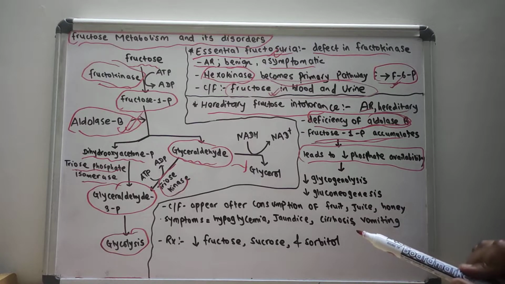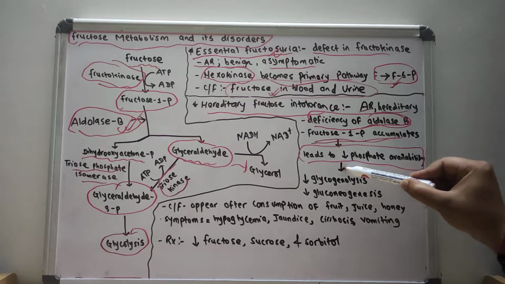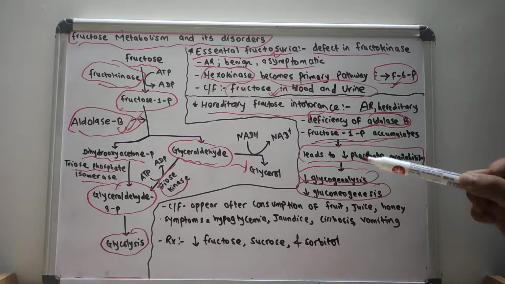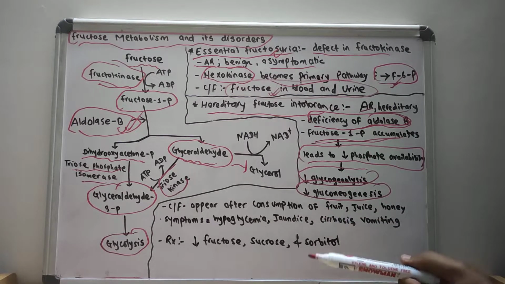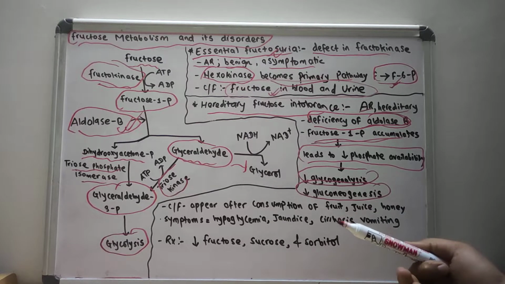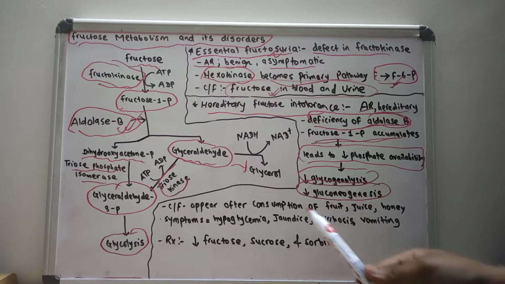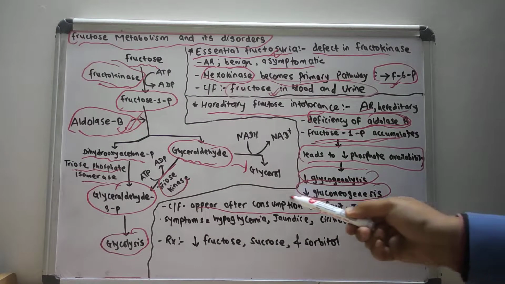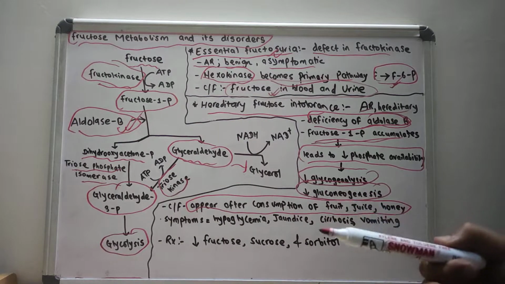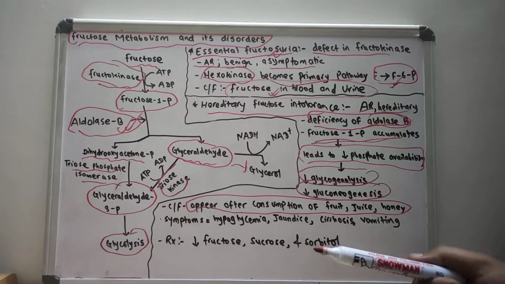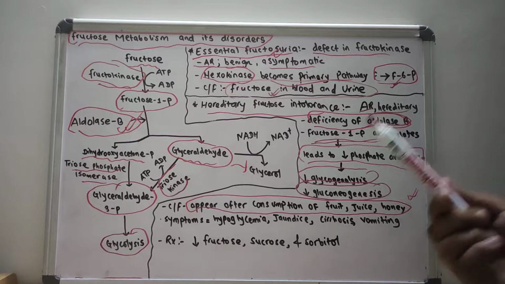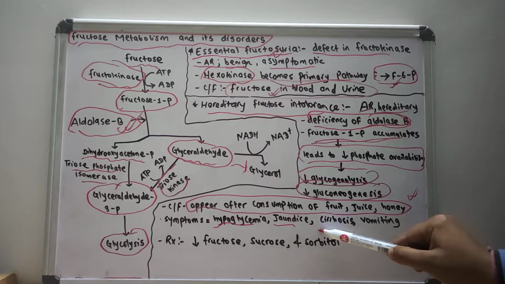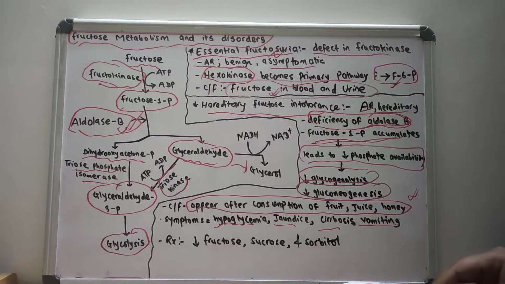As there is decreased phosphate availability, there will be decreased glycogenolysis and decreased gluconeogenesis. Due to this, various clinical features appear after the consumption of fruit, juice and honey, the fructose rich compounds that we eat, if there is hereditary fructose intolerance. So what are the various clinical features? There could be hypoglycemia, jaundice, cirrhosis, and vomiting.